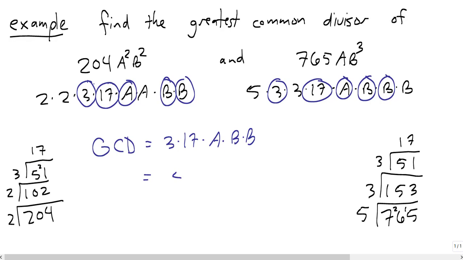17 is 51. So that is 51ab squared. I hope that makes some sense.